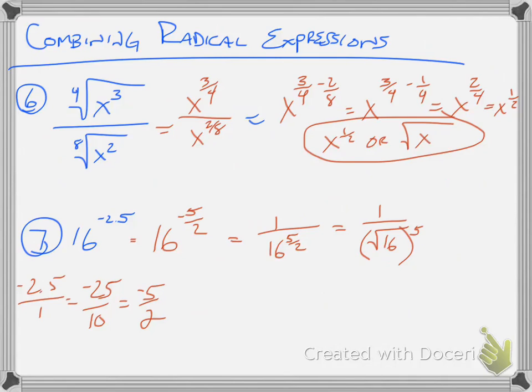And since I see I can take the square root of 16, I'm going to go ahead and do that first. So we use the parentheses. And so I have the square root of 16 is 4. And then 4 to the 5th becomes 1024.